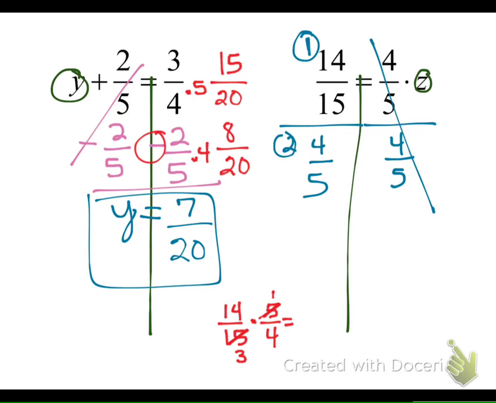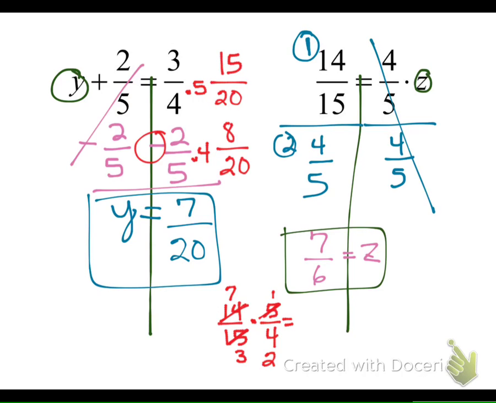14 and 4. I know I can reduce them because they're even numbers. So what are they both divisible by? 2. 14 divided by 2? 7. 4 divided by 2? 2. Okay. What's my last step here? Multiply my denominators. What's 3 times 2? 6. Multiply your numerators. 7 times 1. 7. And final answer, so I box it.